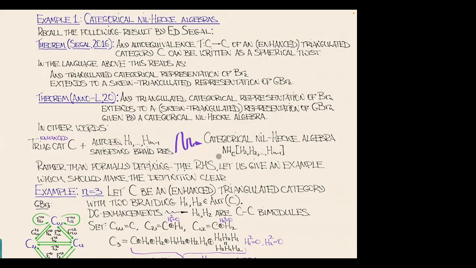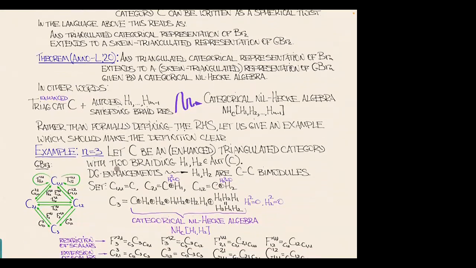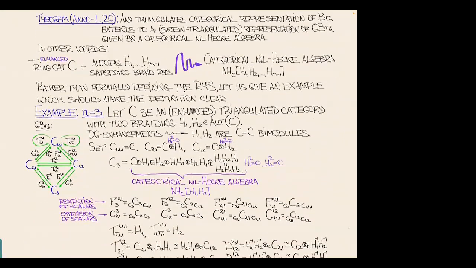So why am I talking about DG categories as algebras and subalgebras? Well, let me try to give an example. I don't have time to fully define this theory, so let me give an example for n equals 3, which should make the definition pretty clear. Suppose we have an enhanced triangulated category C with two braiding autoequivalences, H1 and H2. Because I'm in a DG enhanced setting, H1 and H2 can be represented by CC bimodules.